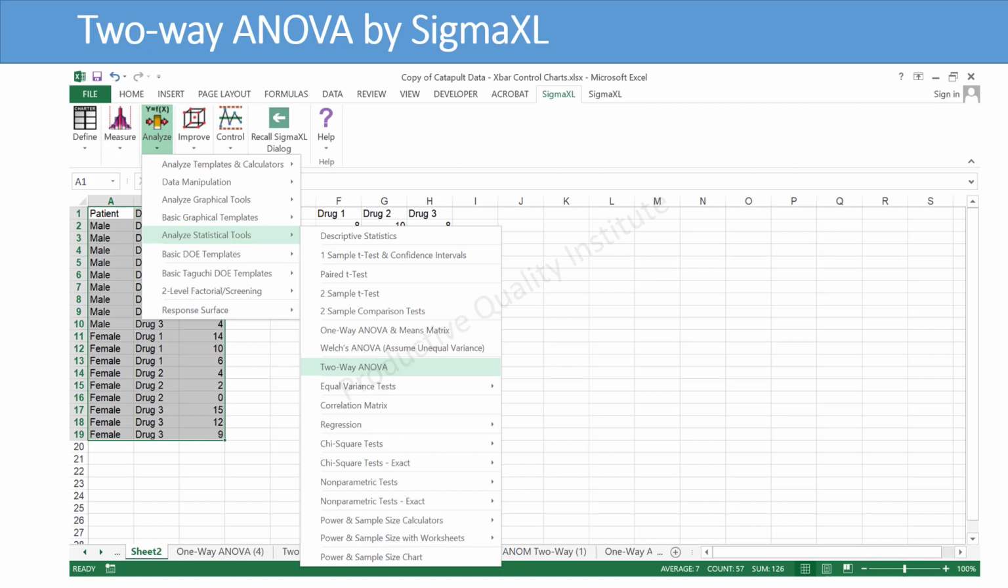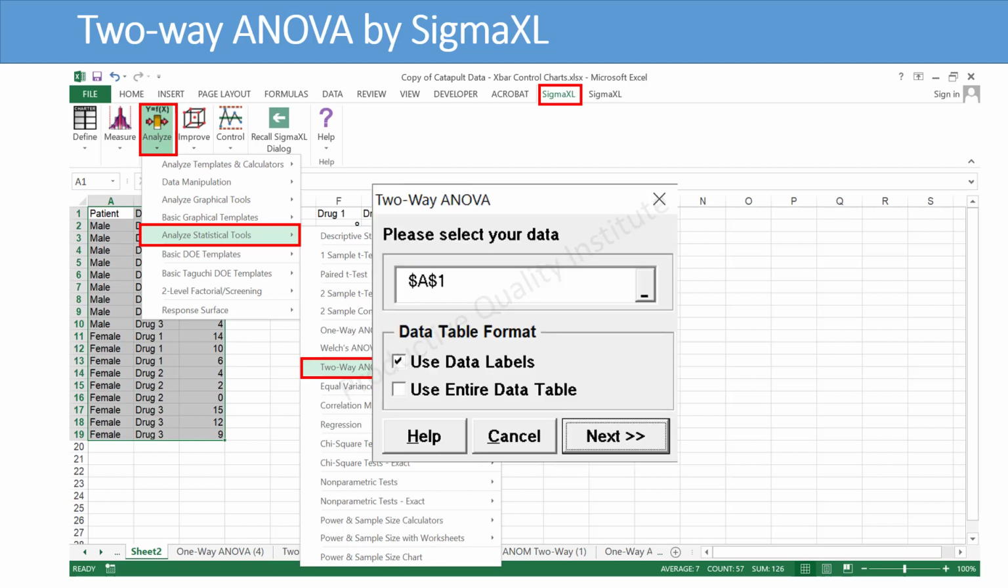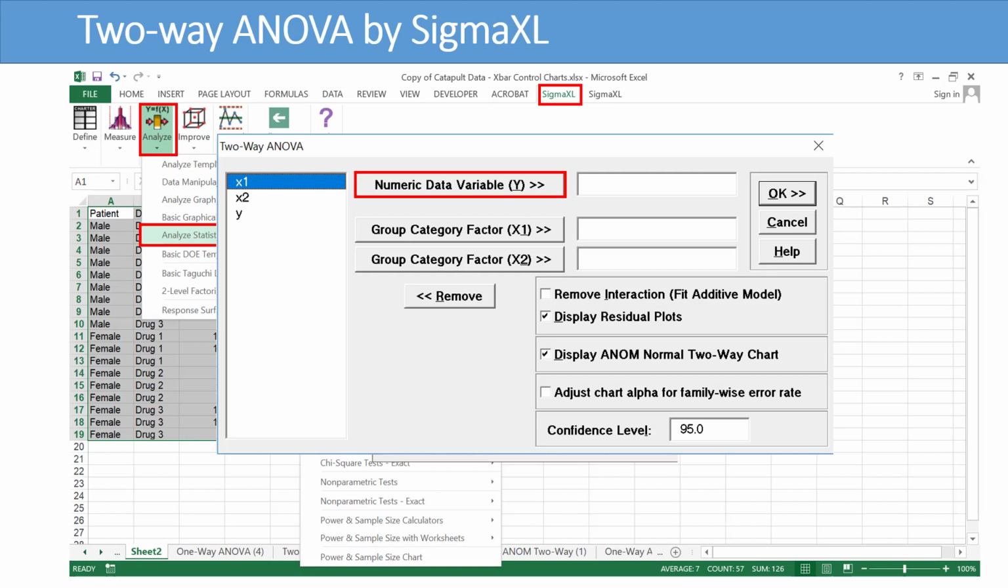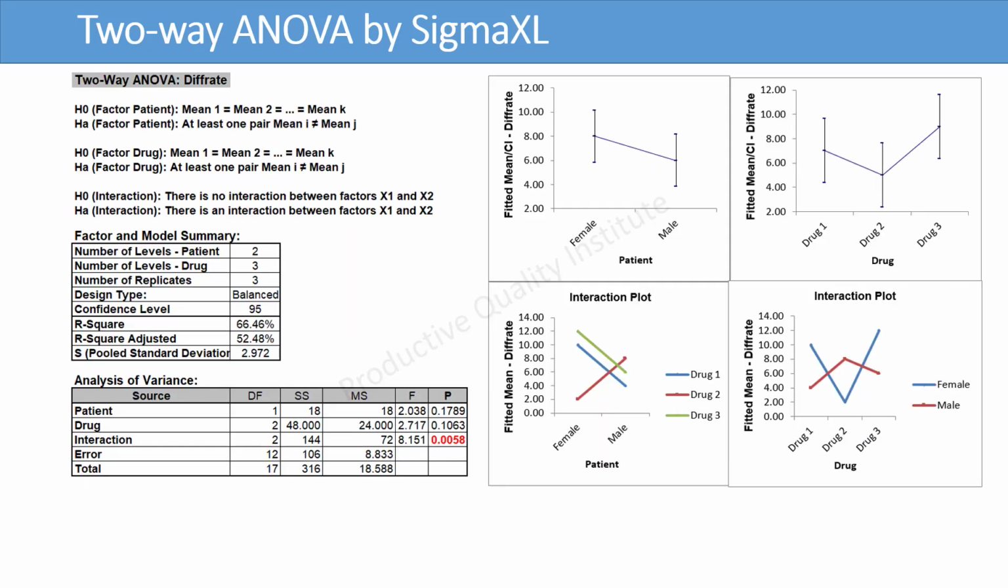To create a two-way ANOVA in Excel using SigmaXL, click SigmaXL, then Statistical Tools, then click Two-Way ANOVA. Ensure that the entire data table is selected. If not, check Use Entire Data Table. Select Numeric Data Variables Y, select Group Category Factor X1, and select Group Category Factor X2. Click OK.